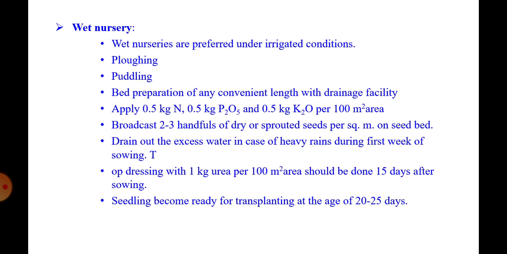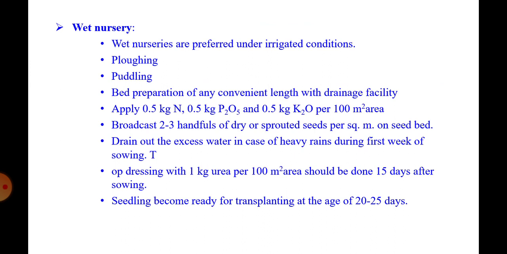Then after 1 to 2 days, prepare narrow beds of 120 to 125 centimeter width and of any convenient length depending upon type of soil. Construct a drainage channel of 30 centimeter width in between beds to facilitate drainage. Then apply 0.5 kg N, 0.5 kg P2O5 and 0.5 kg K2O per 100 square meter area, or 1 gunta area, before final leveling of the nursery beds. Then broadcast 2 to 3 handfuls of dry or sprouted seeds per square meter on the seed bed.